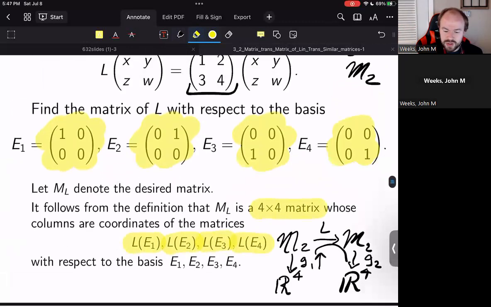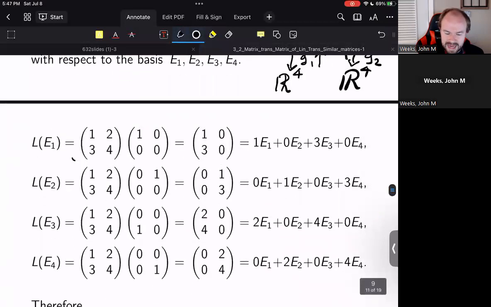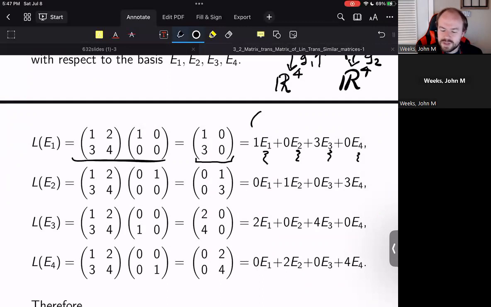All right, let's take a look at what each of these are going to be. Okay, first, we need to keep in mind this order. E1 is what we're going to be plugging in first. So we're going to be plugging in 1, 0, 0, 0 for this operator here. We write that out and we get 1, 0, 3, 0 as our matrix. If we write that out in terms of the standard basis that we have just been given for the 2 by 2 matrices, that's 1, 0, 3, 0. That is the coordinate that we're looking at. So we should expect this to be a column in our matrix M sub L. In fact, this should be column 1 because this is what we're plugging in for E sub 1.